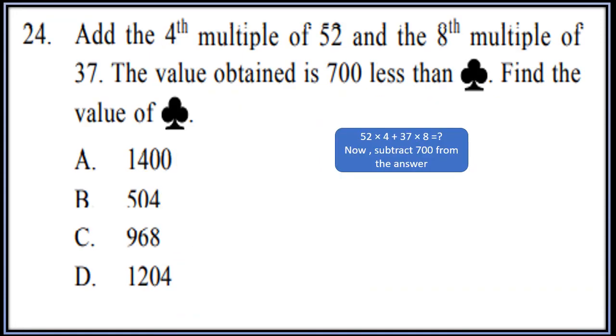Question number 24. Add the fourth multiple of 52 and the eighth multiple of 37. The value obtained is 700 less than the given symbol. Find the value of the symbol. Now you can see the hint. Fourth multiple of 52 means 52 into 4. Eighth multiple of 37, 37 into 8. Now add them and add 700 to it. You will get the answer.